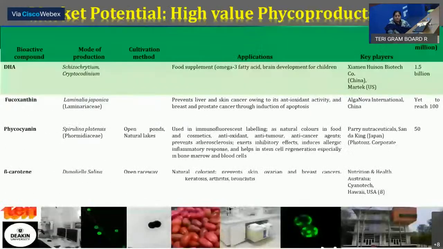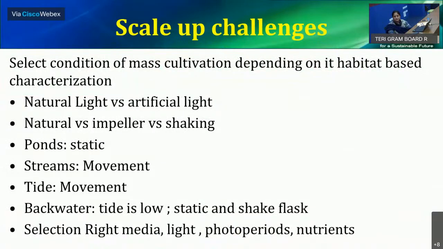But given this high market potential, why is algae still not commercialized? The answer is that there are many scale-up challenges still prevailing with this technology. The conditions of mass cultivation depend on the habitat from which you have collected the isolate. When we are scaling cultures to the outdoors, we need to look at where the strain was collected from. For example, if we have collected from the shores or deep waters, then you need to consider what the light is.